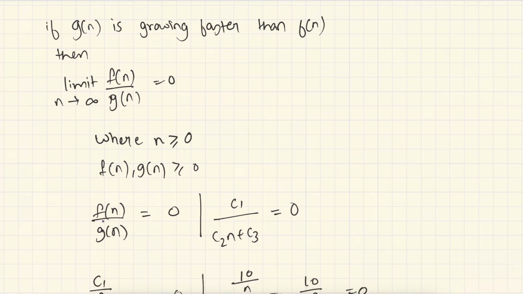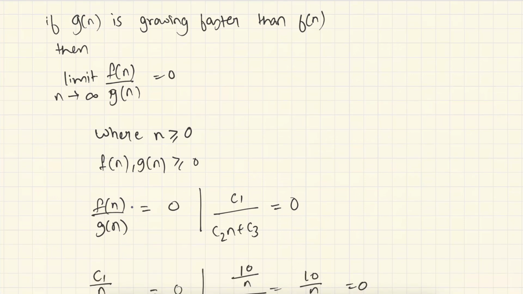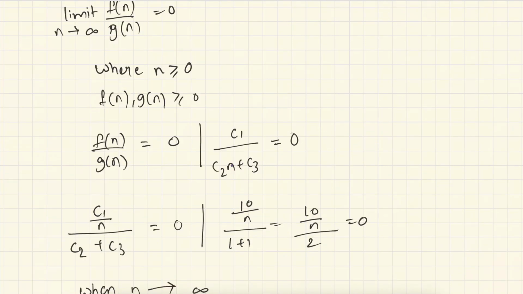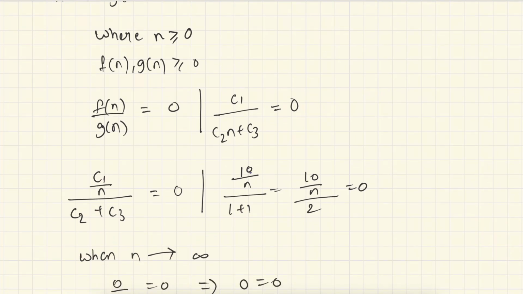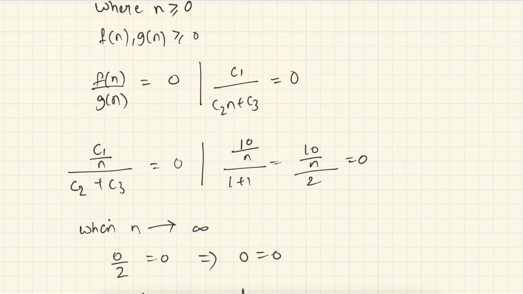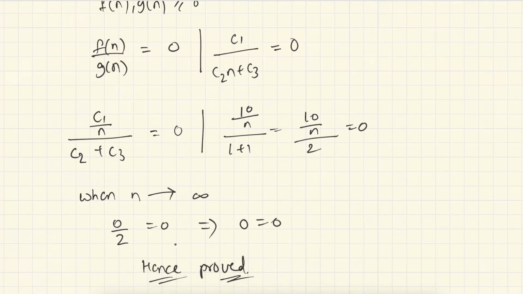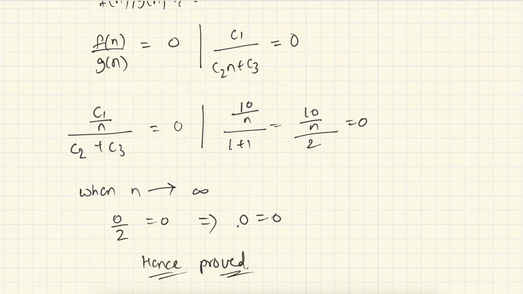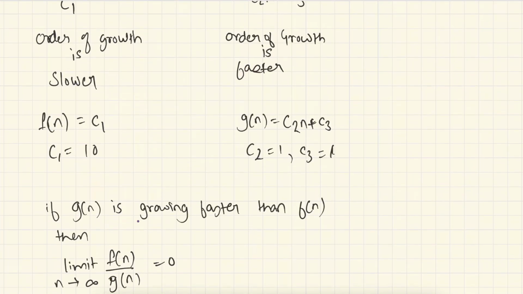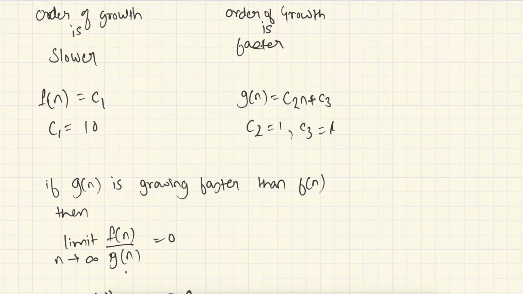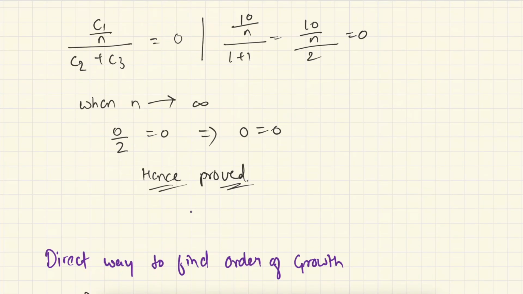So let's put the values. f(n) by g(n) is equal to 0. Let's put the value of f(n) as c1 and the value of g(n) as c2n plus c3. Let's divide numerator and denominator by n. We get this expression after putting the values of c1 and c2. When n tends to infinity and we divide the 10 by infinity, we get 0. So ultimately we get 0 equal to 0, and we proved that if g(n) is growing faster than f(n), then this expression is true, and we have proved it mathematically also.